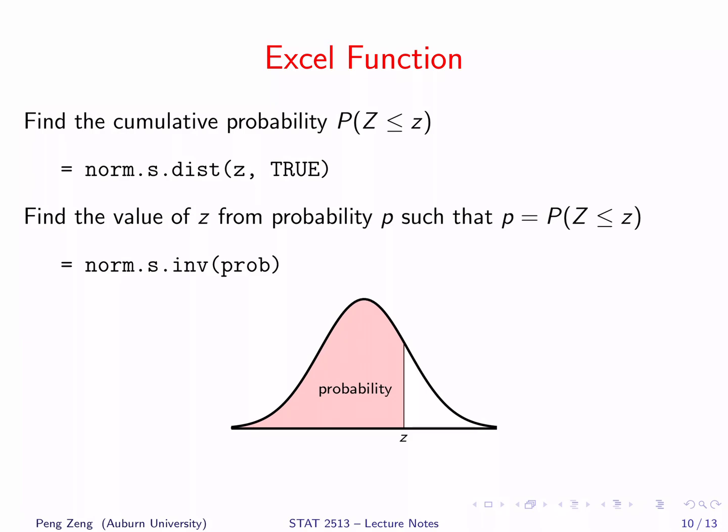We can calculate the probability or find the z-score using Excel. The function to find the area to the left of a value is norm.s.dist. Notice that we need to set the second argument of this function as true. The function to find the z-score corresponding to a probability is norm.s.inv.